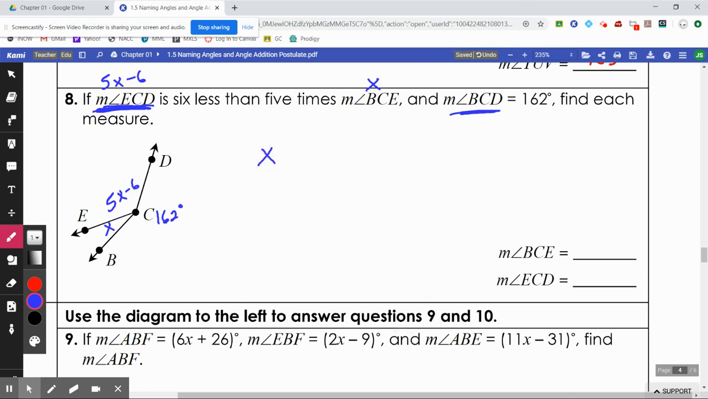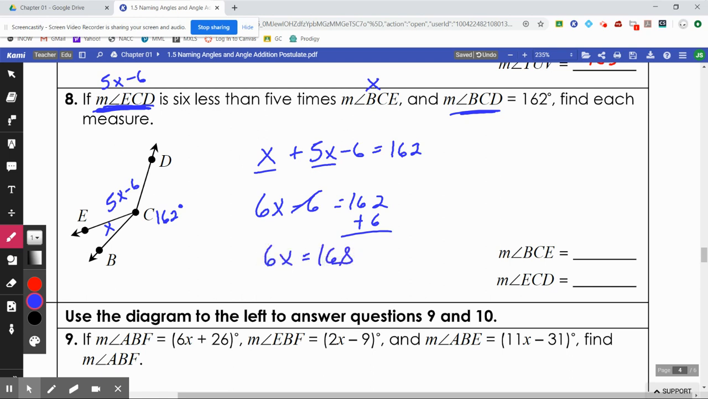When I add my two angles, x and 5x minus 6, together, I will get the whole thing, which is 162 degrees. Combine like terms, gives you 6x minus 6 is 162. Get your x on one side and everything non-x on the other side. So let's add 6. I now have 6x is 168. Divide by 6 and you'll find out that x is 28.